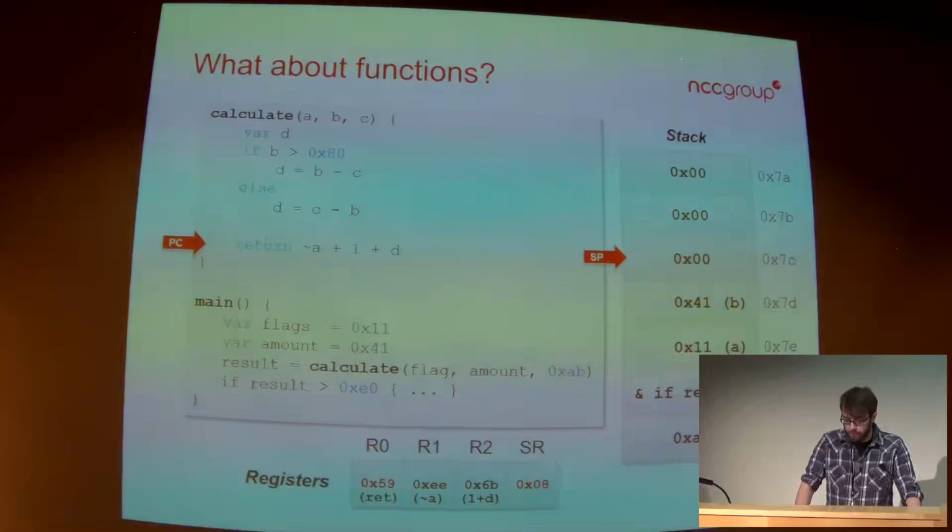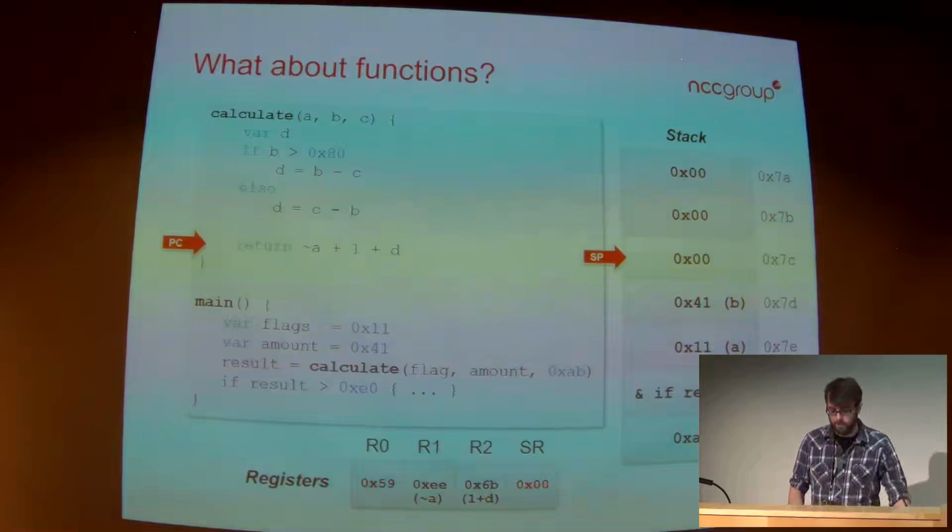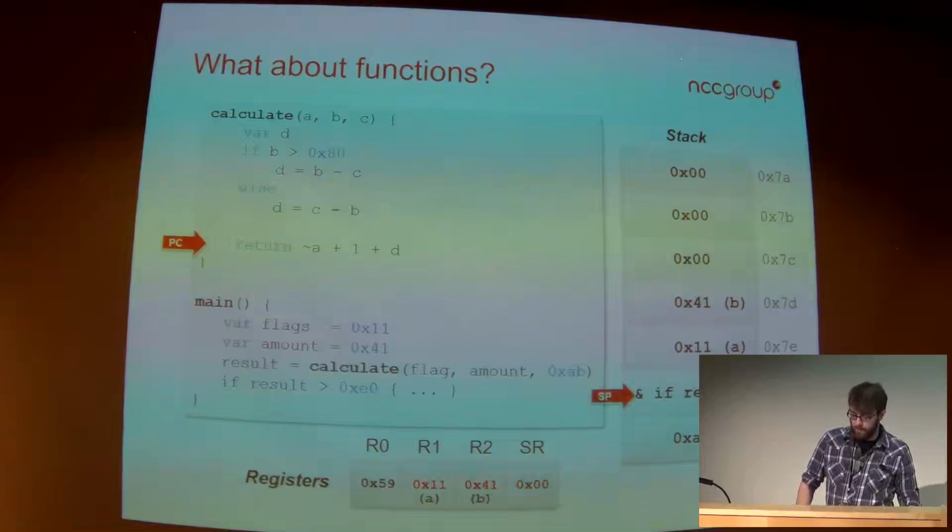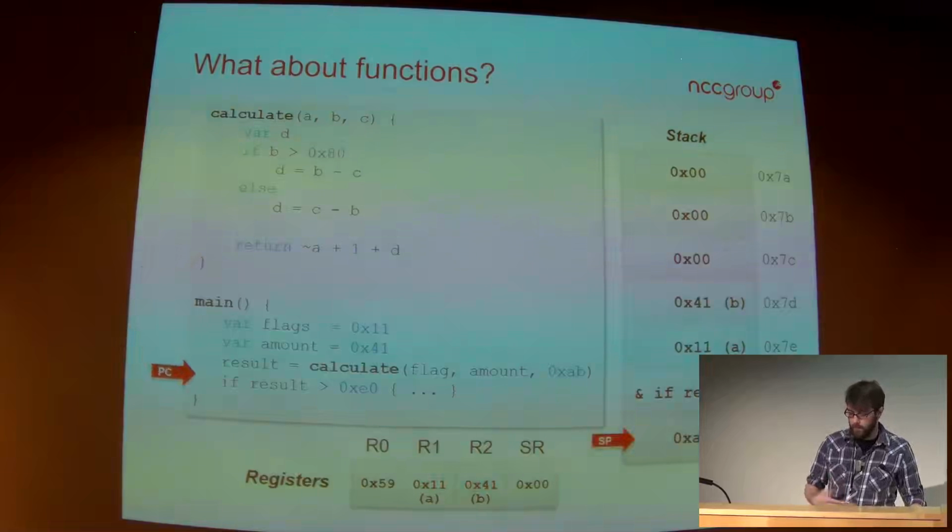Okay, so now we've got to clean up after ourselves, so we clear the status register too. And then we pop B and A back, so we've restored those registers to the state we were in. We jump back to where we were, and we carry on our merry way.